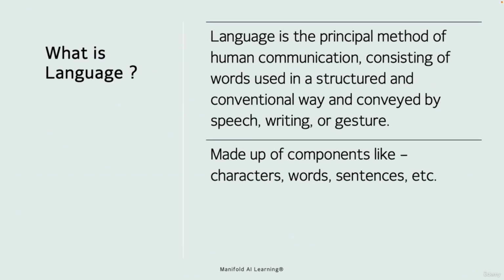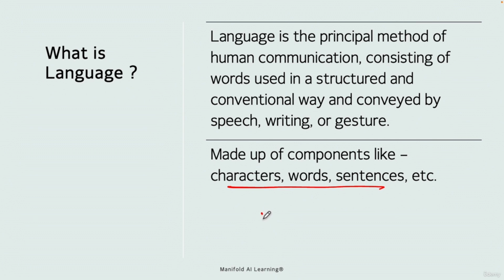So I can say language is a principal method of human communication. And this language consists of words, which are used in a structured and conventional way, and are conveyed by speech, writing, or gesture. So overall, I can say that it's a structured system of communication, and this involves a complex combination of its constituent components, that is my characters, words, sentences, and so on. So language is something that we use for communication. Now here, as I mentioned, it is made up of important components like characters, words, sentences, and so on.